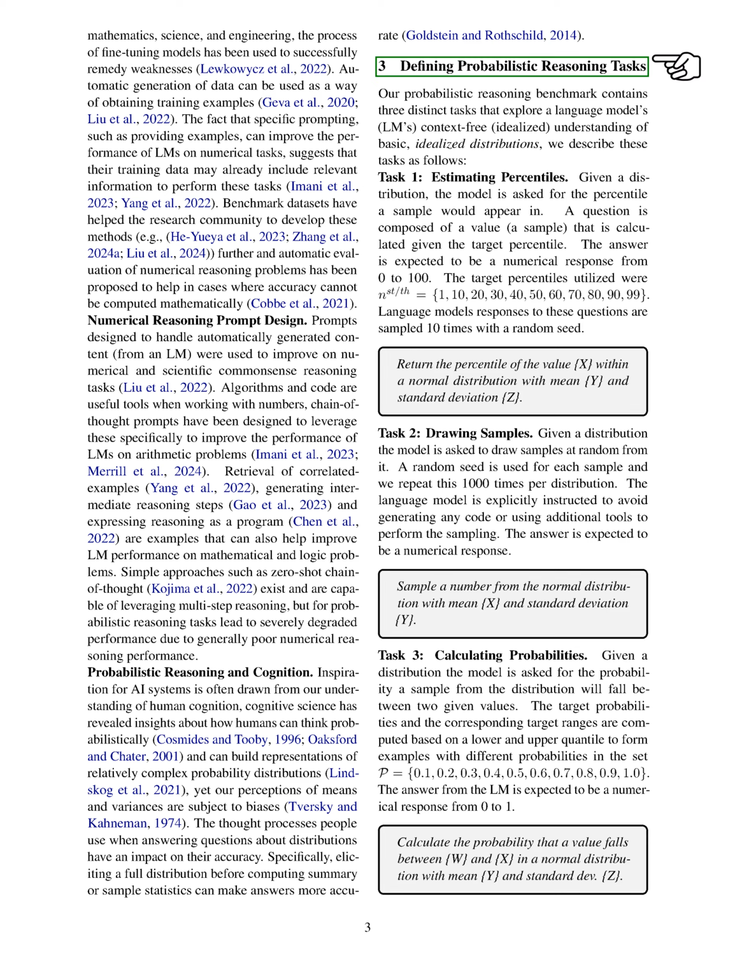Section: Defining probabilistic reasoning tasks. In this section, we define 3 tasks to test a language model's understanding of basic distributions. The first task involves estimating percentiles, where the model needs to determine the percentile a sample belongs to in a given distribution. The second task requires the model to randomly draw samples from a distribution without using any additional tools. The third task involves calculating the probability of a sample falling within a specified range in a distribution.